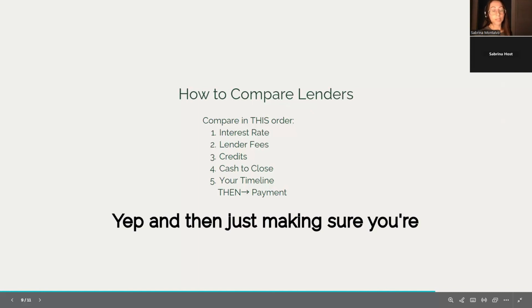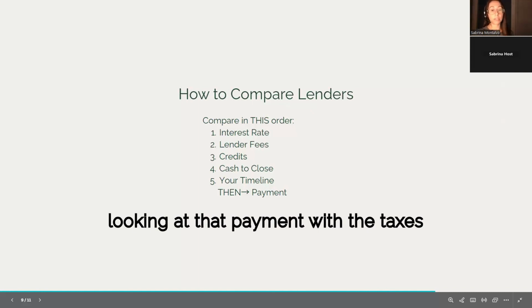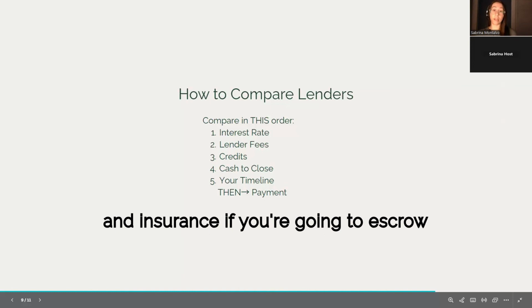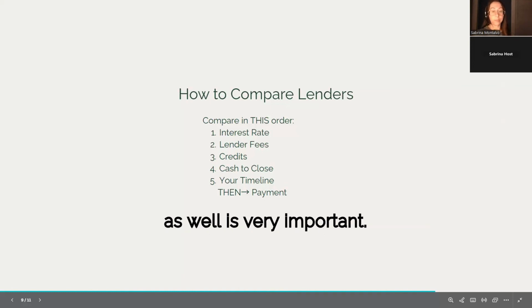And then make sure you're looking at that payment with the taxes and insurance, if you're going to escrow as well. That is very important.